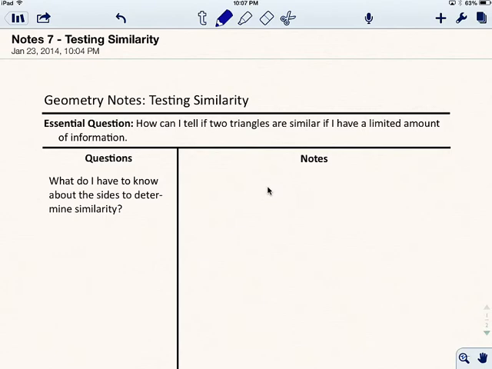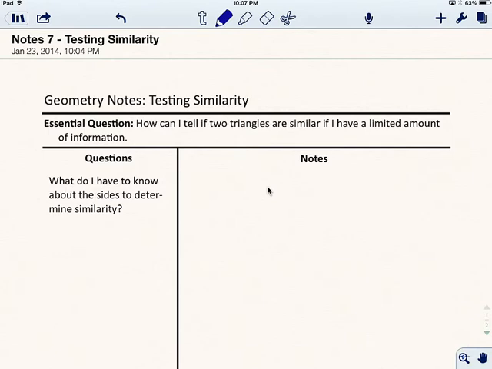So first off, this is going to be about testing similarity. We learned about similarity and what it is last time. But specifically on some of the Khan Academy lessons, they ask you if two triangles are similar. So we need to figure out, and this is the essential question, how can I tell if two triangles are similar if I have a limited amount of information?